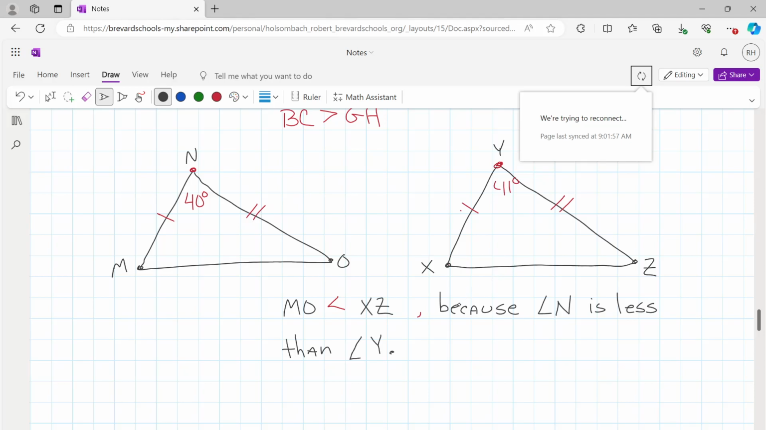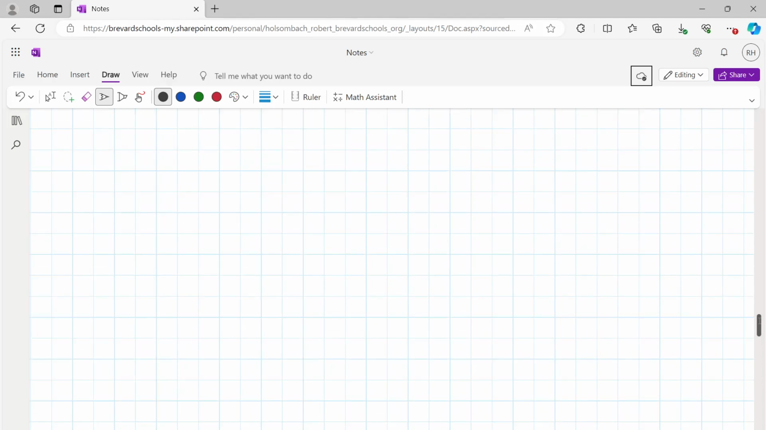The second part, or the converse of the hinge theorem, allows you to compare angle measures. So let's get this theorem in your notes as well.